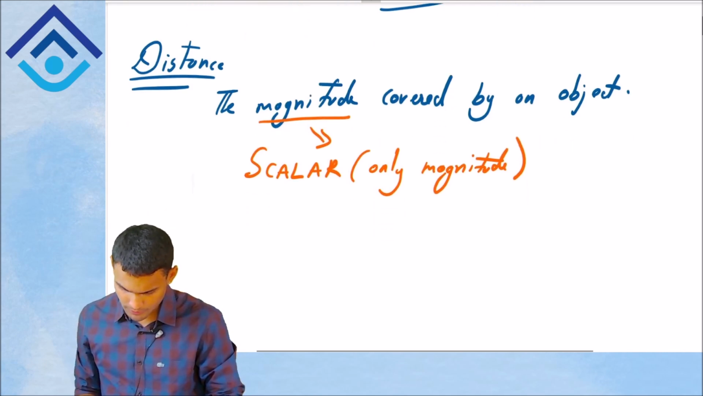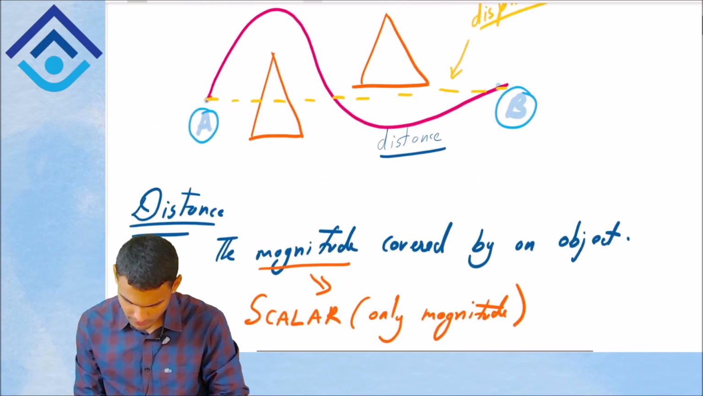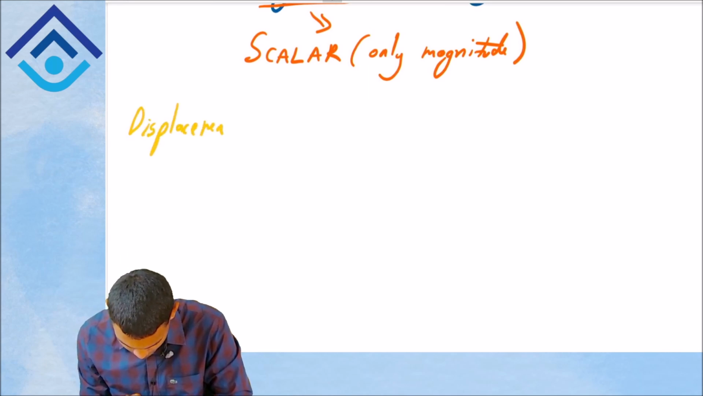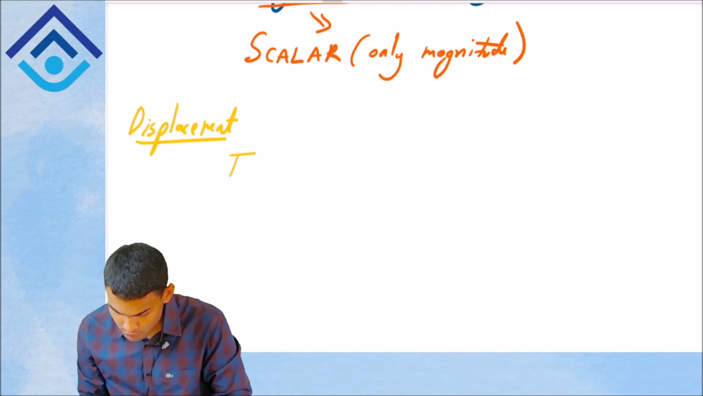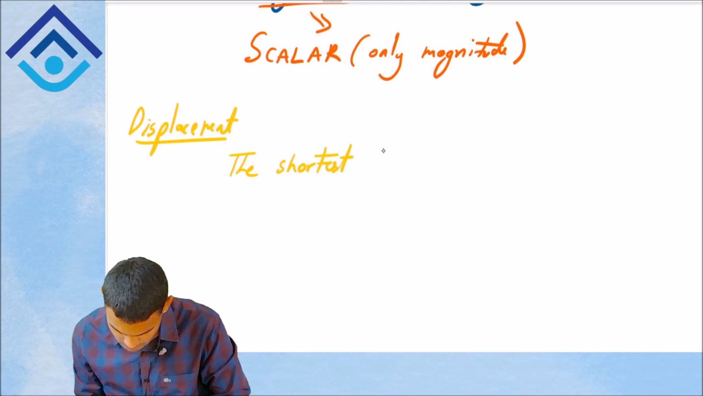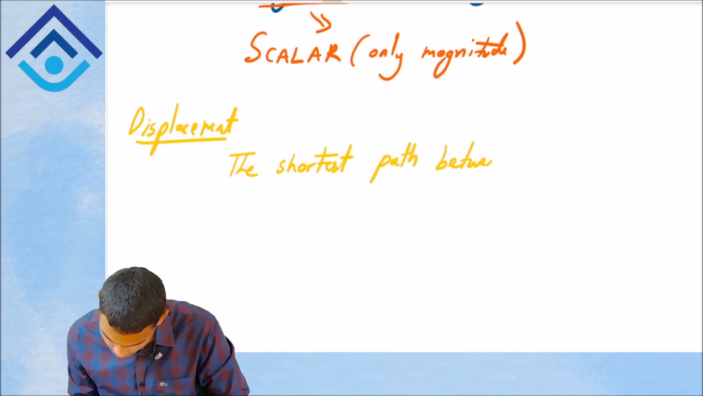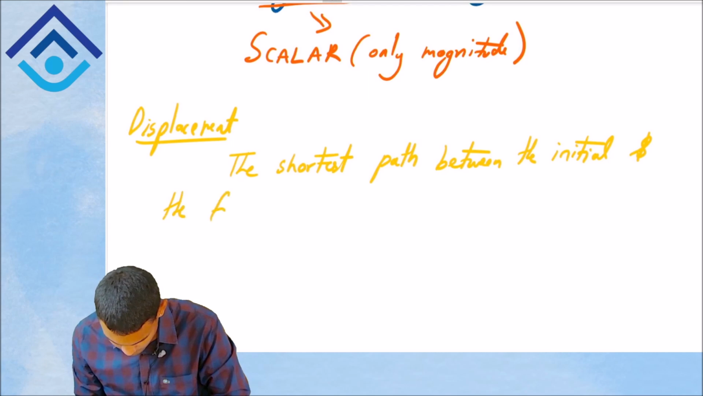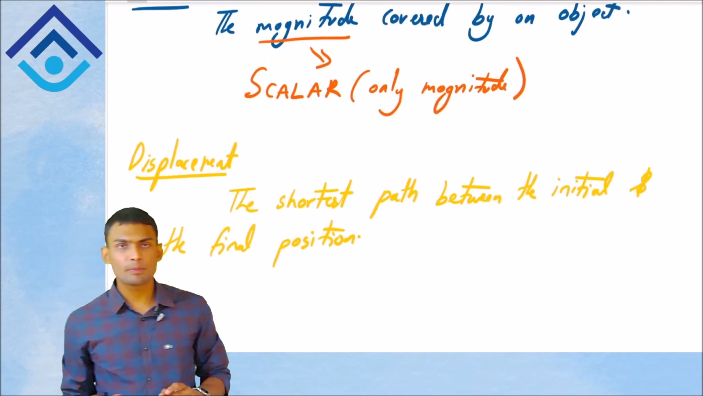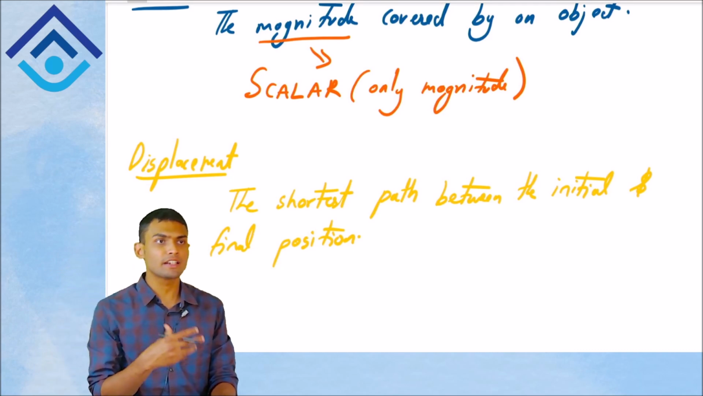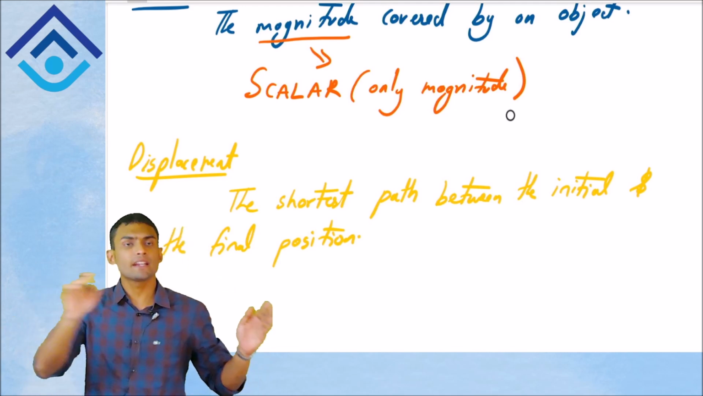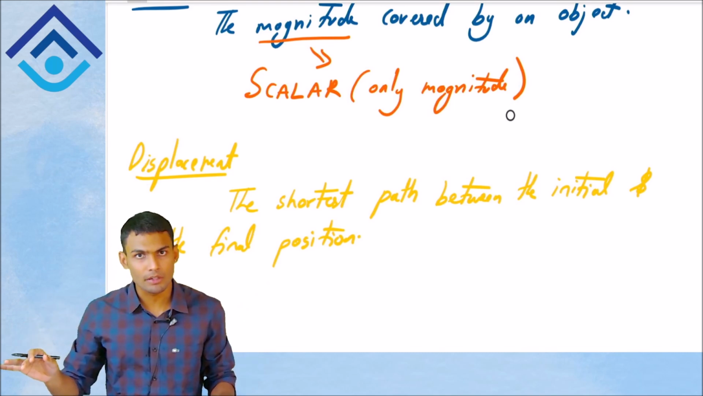Now let's understand what displacement is. Displacement, on the other hand, denoted by the yellow dotted line right over here, is something different. Displacement is known to be the shortest path between the initial and the final position. Now you see, displacement and distance are quite the opposite. Distance is measured based on what path you are taking. Displacement doesn't care about your path. It just draws a straight line from your starting point to your ending point, no matter what comes in between, no matter how much you have moved.